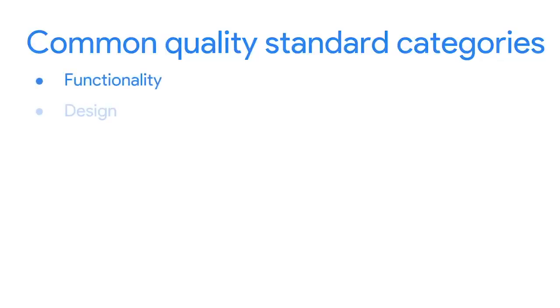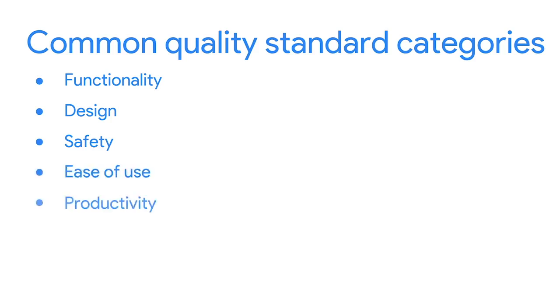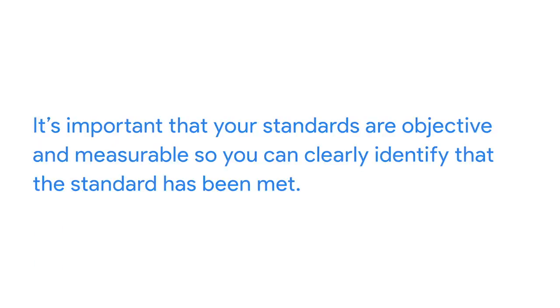Do industry research on the internet to see if there are established quality standards for the type of project that you're working on. For example, software and construction industries have established quality standards related to functionality, design, and safety. Other categories of established quality standards that you'll find in many industries include ease of use, productivity, effectiveness, and customer satisfaction.